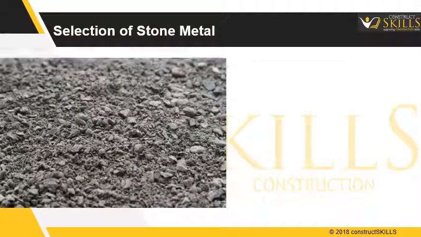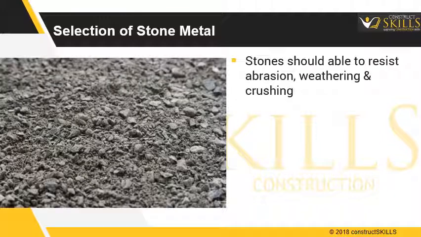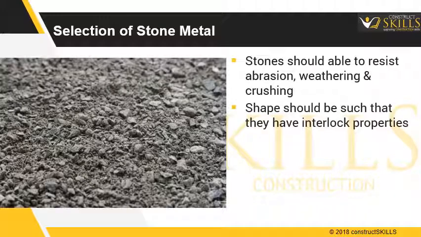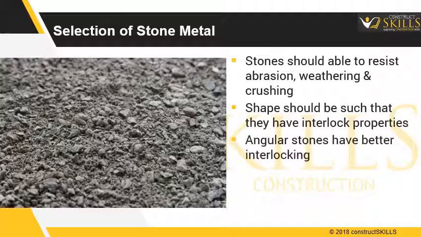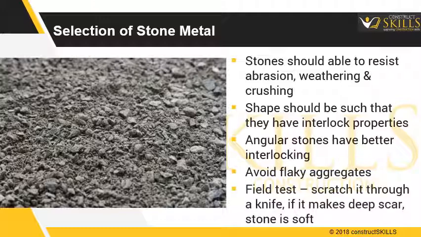Selection of stone metal. Stones should be able to resist abrasion, weathering, and crushing. Their shape should be such that they have good interlocking properties. Angular-shaped stones provide better interlocking. Avoid flaky aggregates. Use a penknife to scratch the surface. If there is a deep scar, the stone is too soft to be used.